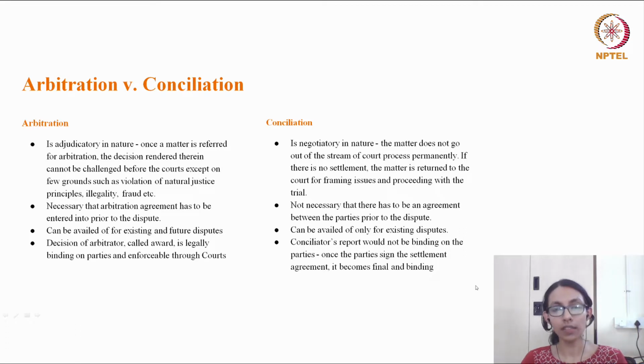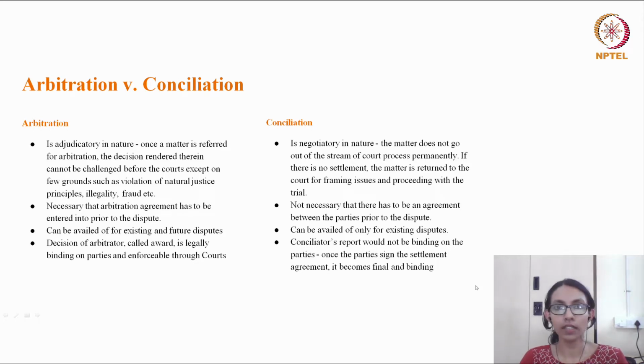So, once a matter is referred by the parties for arbitration, then the final settlement that is arrived at is much like a formal judgment of the court. So, it can be challenged only on very few selected grounds that are laid down in Arbitration and Conciliation Act, such as violation of natural justice principles, fraud, violation of public policy, etc. Conciliation, on the other hand, is negotiatory in nature.